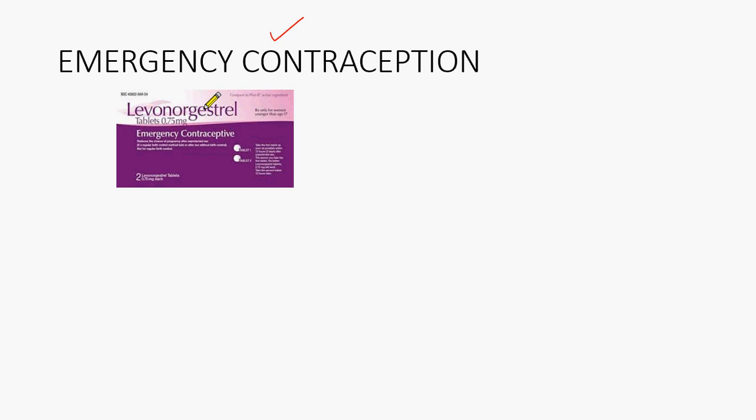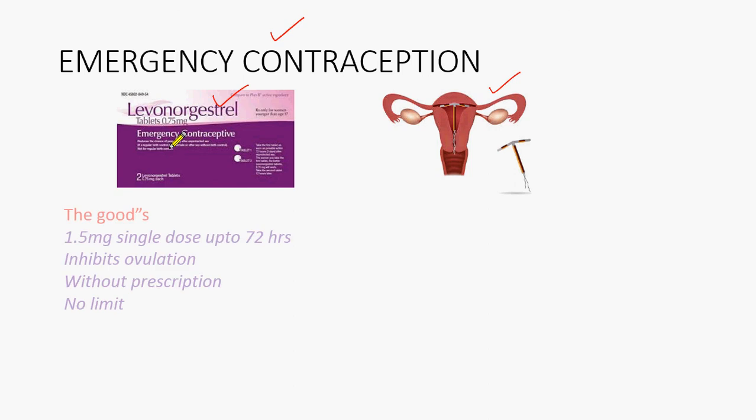The next topic is emergency contraception. This is one which we encounter on a day-to-day basis. Levonorgestrel is one thing we can do, and copper T is the second option we have. Each has its own advantages and disadvantages.